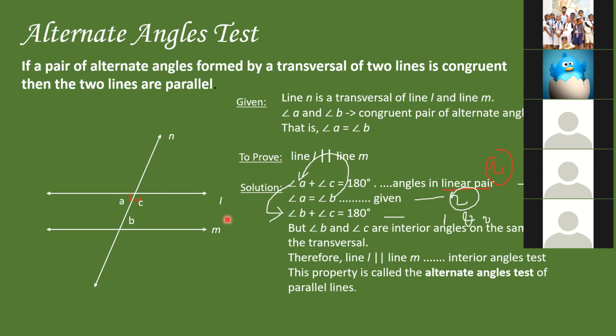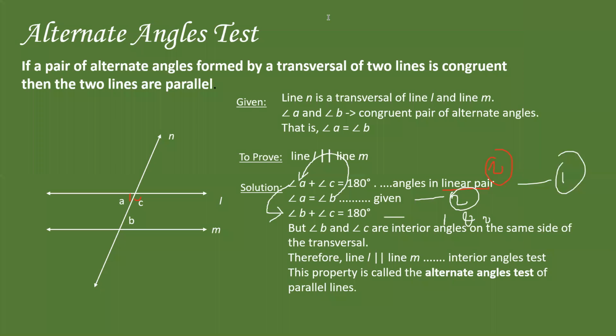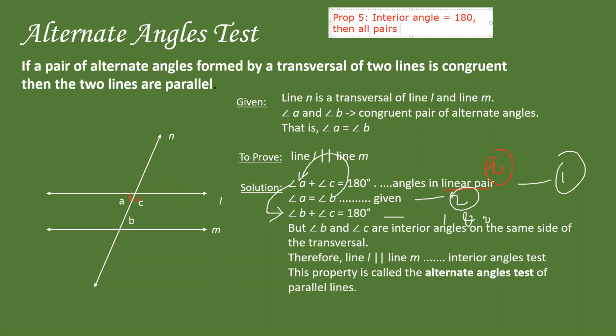It's because of that. So, if you are confused now, I'll do one thing. Our property 5 says that if a pair of interior angles are supplementary, so we know interior angles are supplementary, which is 180 degrees, then all pairs are supplementary. But also the first part is for two parallel lines.